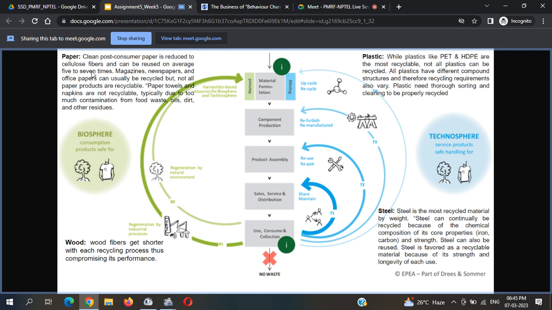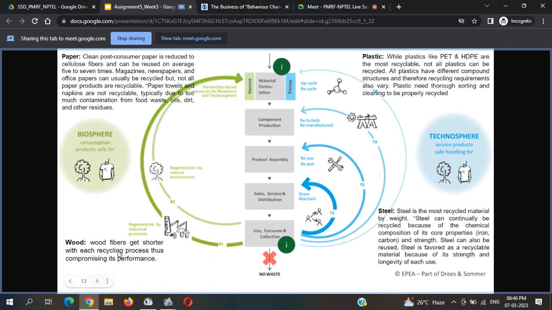This occurs because the fibers of the paper get broken down the more times it is recycled. Papers like magazines, newspapers, and office paper can be easily recycled, but papers which absorb a lot of residue, like paper towels and napkins, which absorb food waste, oil, dirt, etc., cannot be easily recycled because of the presence of foreign material in them. So paper is okay, paper is recyclable, but we cannot say that it is the best material which fits this cradle to cradle model. Then wood.